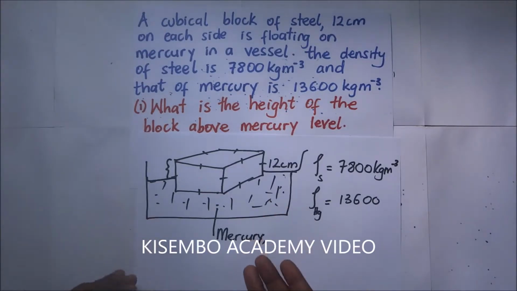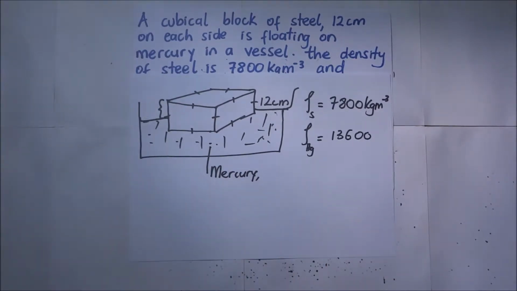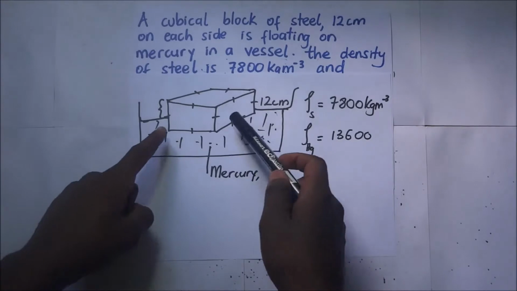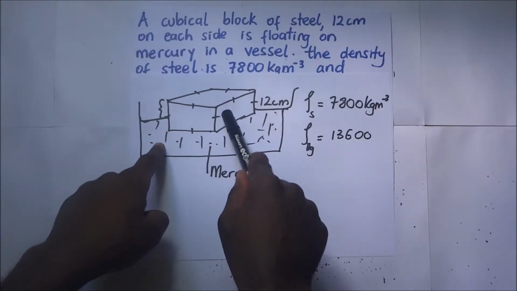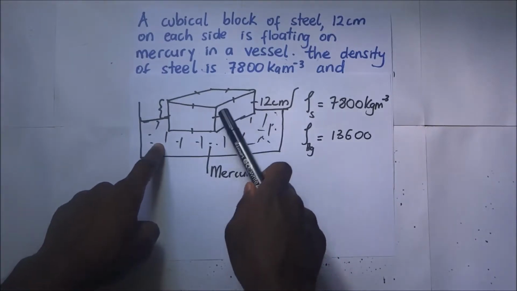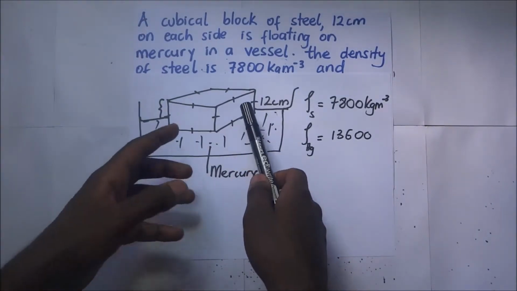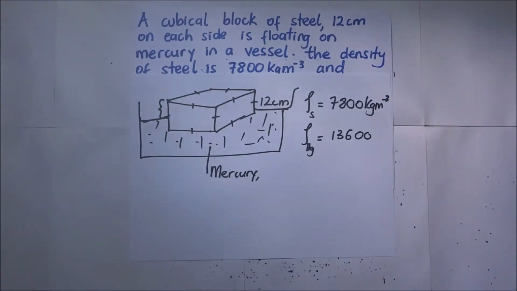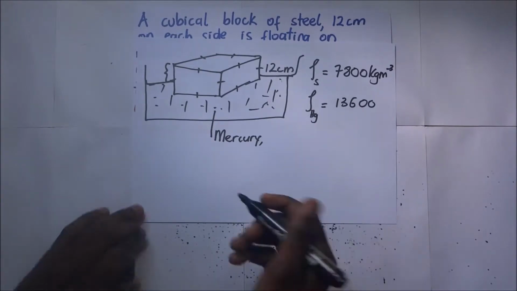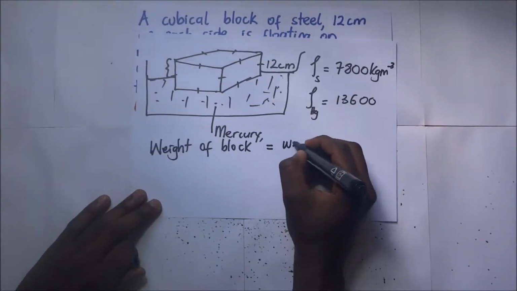But still, we shall use the law of flotation to help us interpret this. Like we had earlier stated, the law of flotation states that the weight of the block is going to displace an equivalent weight of the mercury. In other words, as this block is floating, its weight is going to be equivalent to the amount of mercury it's going to displace. So we shall begin from that point, that the weight of the block is equal to the weight of the mercury displaced.